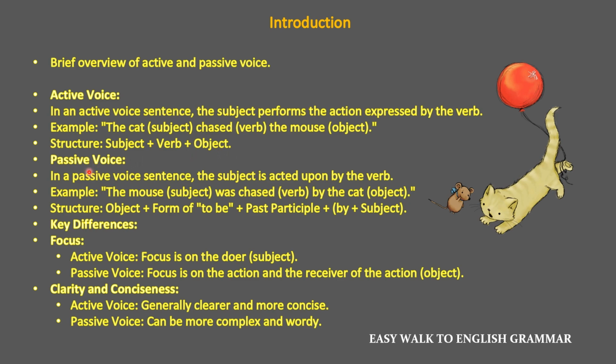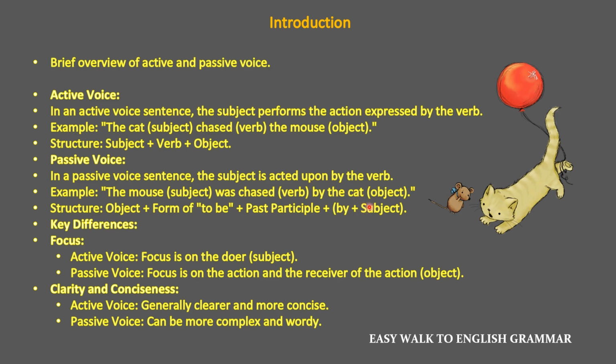Passive voice. In a passive voice sentence, the subject is acted upon by the verb. Example: the mouse (subject) was chased (verb) by the cat (object). Structure: object plus form of to be plus past participle plus by plus subject.